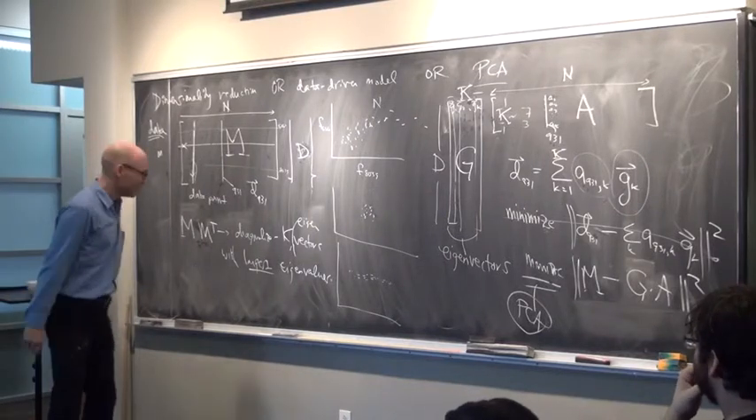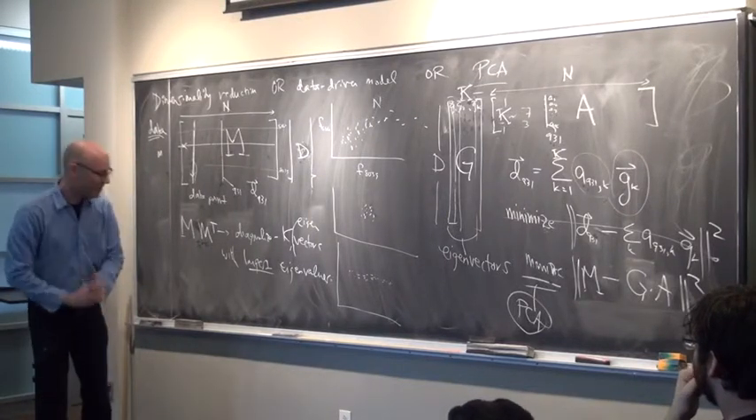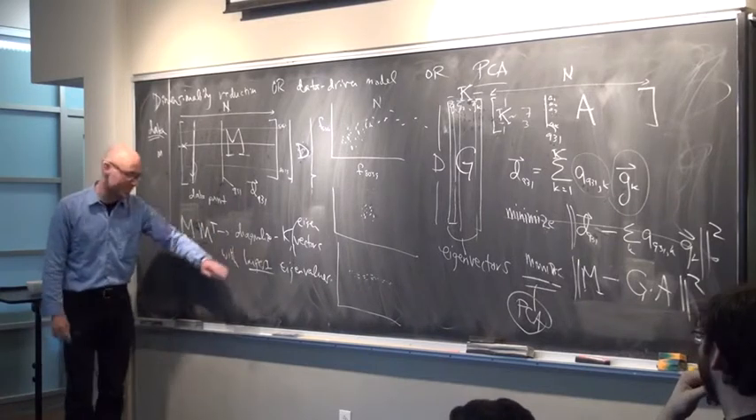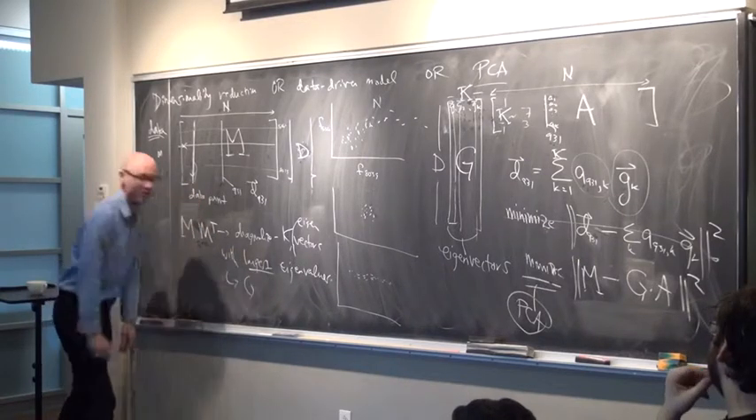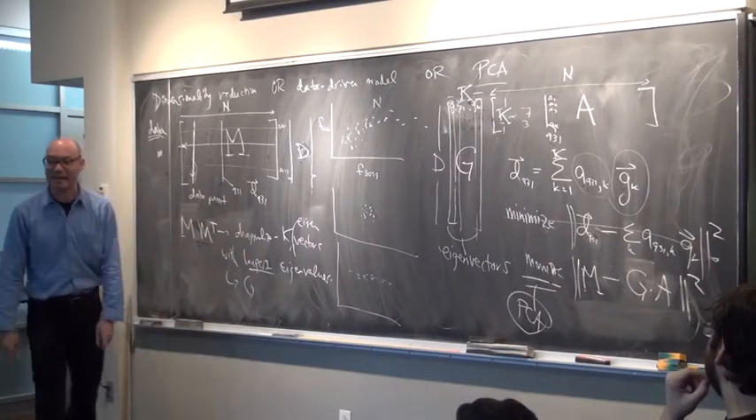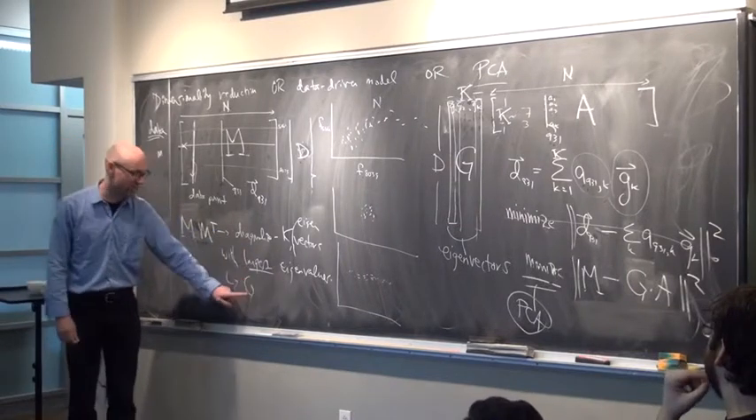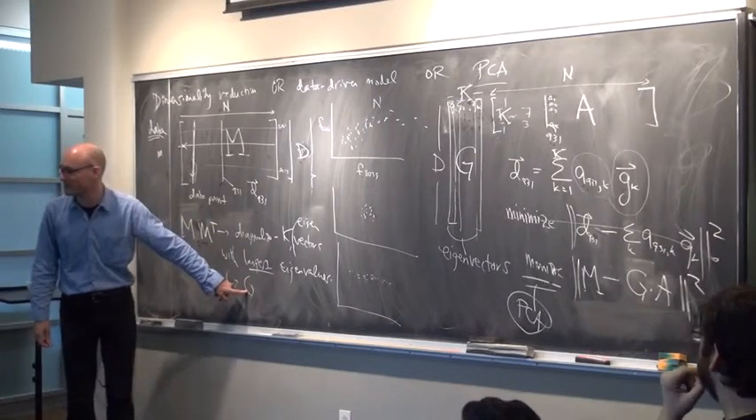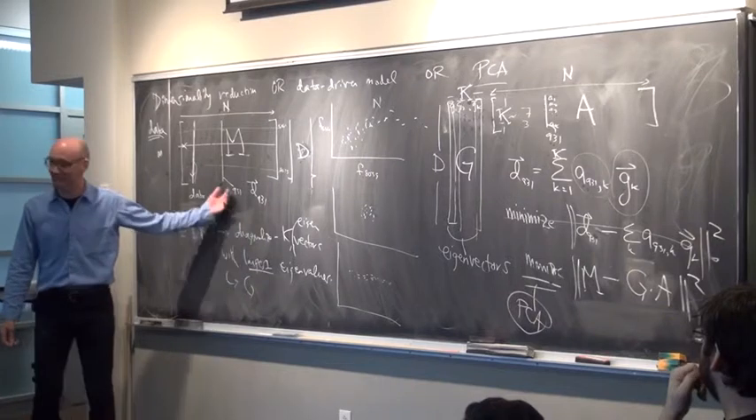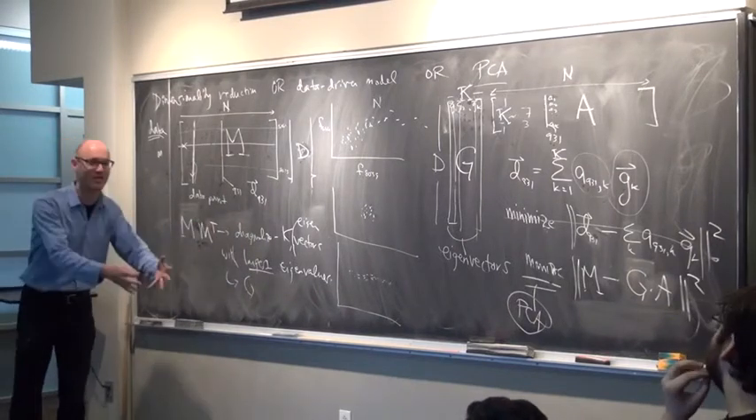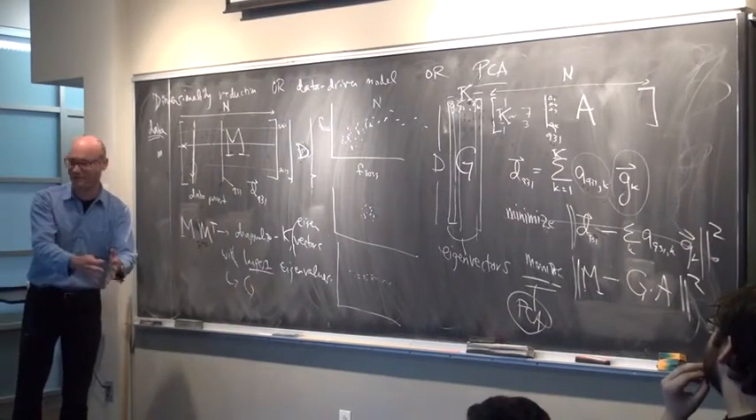Good. Staying on target, this gives you the G's. That thing gives you G. How do you get A? The way you get A, these eigenvectors are literally orthogonal, right? Because this is orthogonal. Remember, diagonalization of a matrix produces orthogonal vectors, linear algebra.